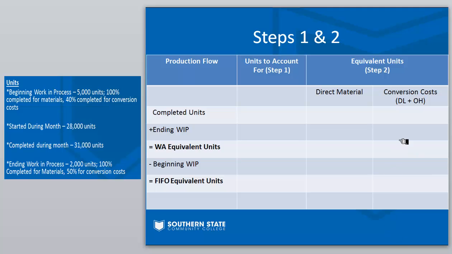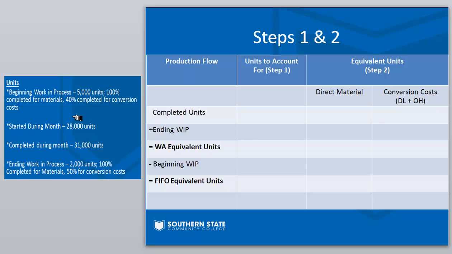The only thing that you might run into different when you do your problems is sometimes they have conversion costs separated. So you might have to have another column for overhead, because direct labor will be in one, overhead will be in the other. So you may have another column there. But this is generally the idea.